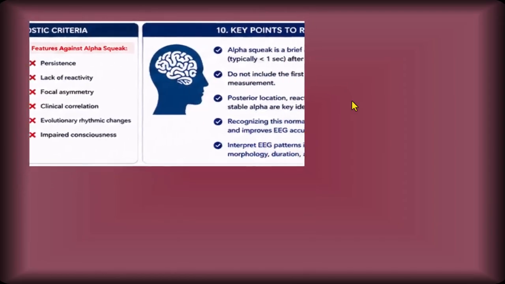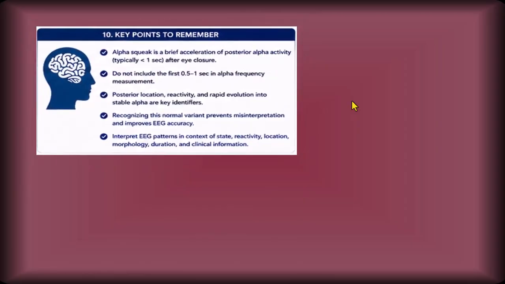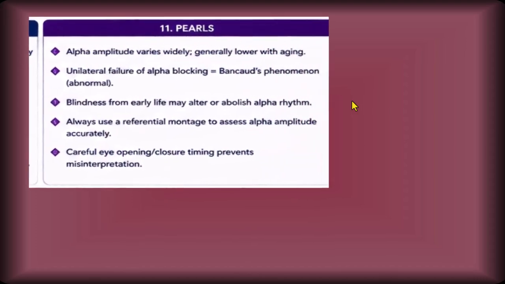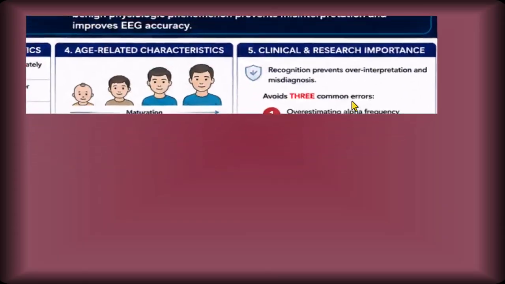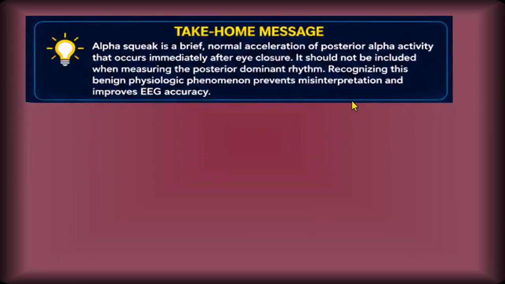The key teaching points are extremely important. Do not include the first half to 1 second after eye closure when calculating alpha frequency. Always interpret EEG findings within the context of behavioral state, reactivity, timing, morphology, and the overall clinical picture.